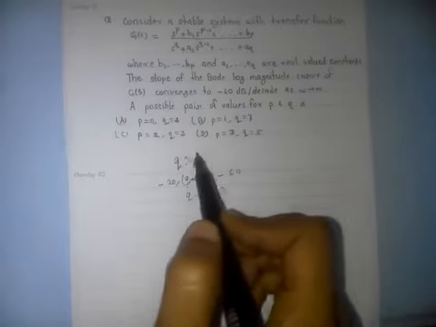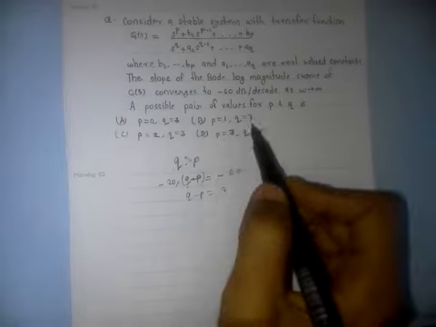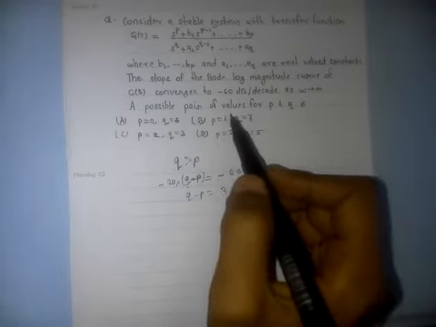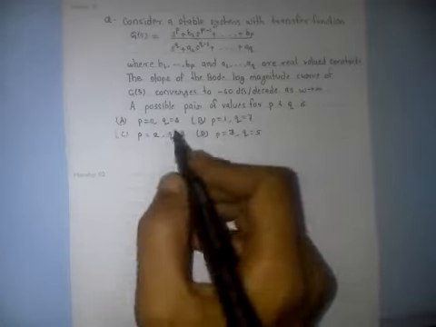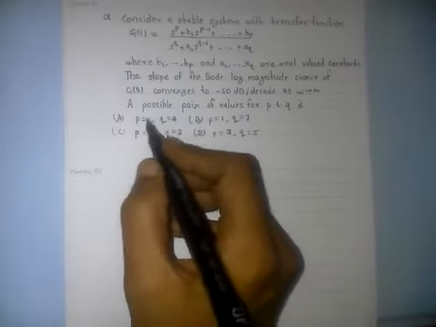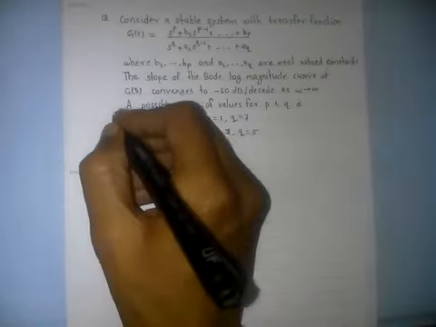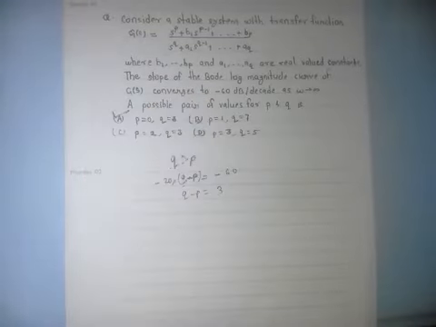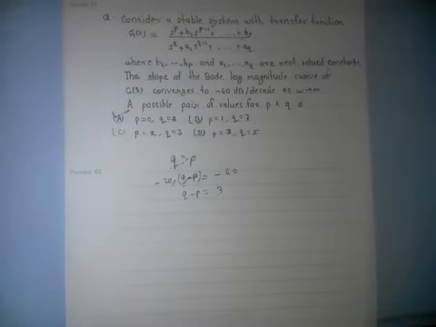So take the difference: 7 minus 1 is 6, so this is not the correct answer. 5 minus 3 is 2, 3 minus 2 is 1, 3 minus 0 is 3, so only option A is correct. Okay, next problem I'll solve in the next lecture. Okay, thank you.